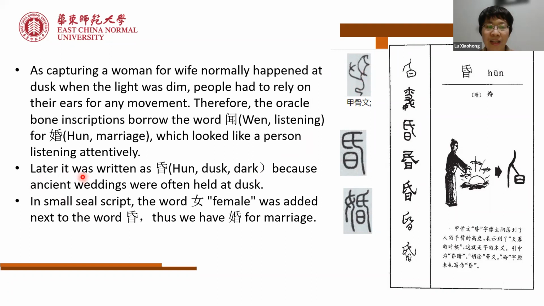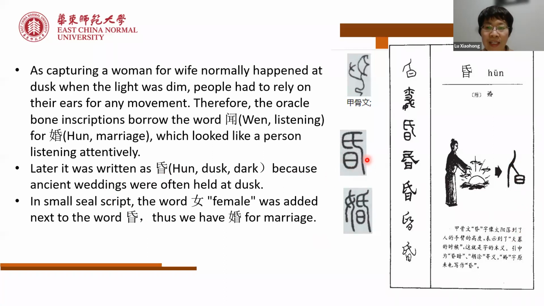So later, it was written as 昏. 昏, the meaning is dusk. So here you can see the word dusk, 昏. A person, the sun. When the sun is setting to the level that the person can reach, that means the sun is setting in the west. So you can see the light was not so bright, so it's 昏. So that's a person, and the lower part is the sun. So that indicates it's dark.